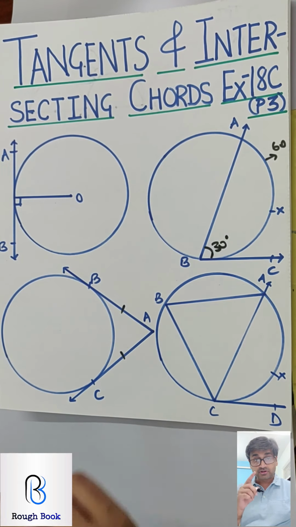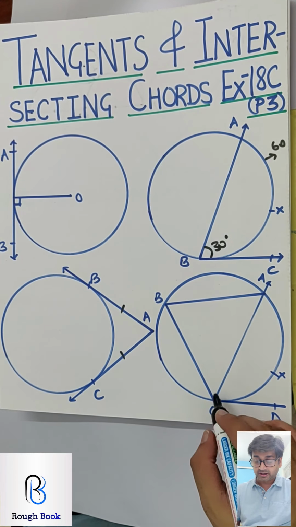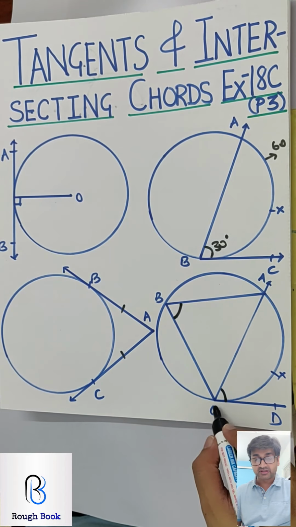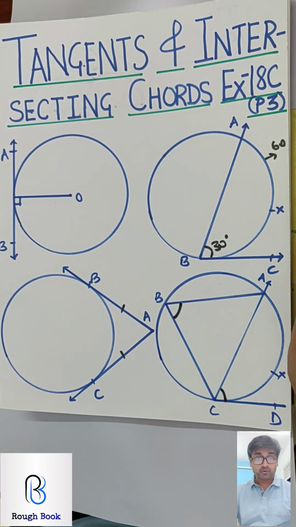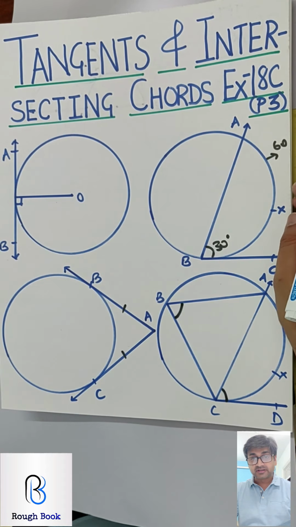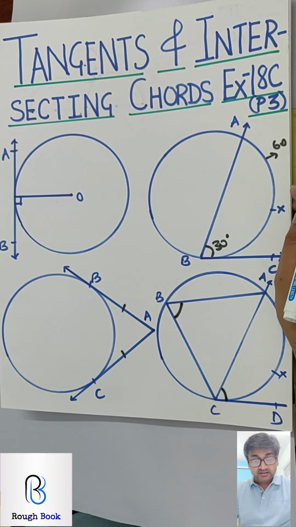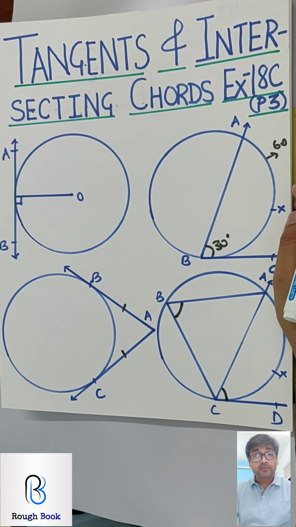And the fourth one, most important, the angles in alternate segments. This angle is equal to this because both are half of this arc, that is mountain and the valley. The other three properties, that is chords intersecting inside the circle, chords intersecting outside the circle, and tangent secant property.